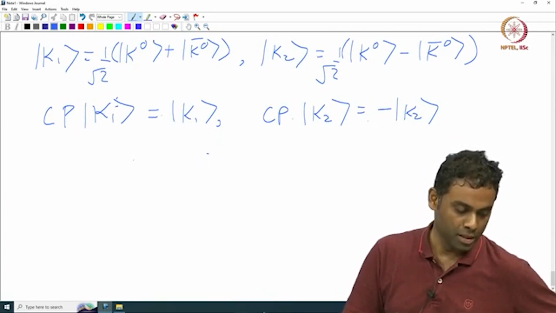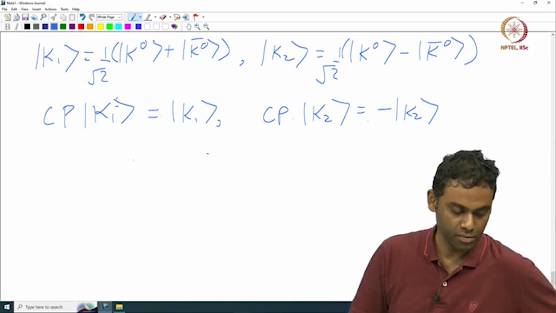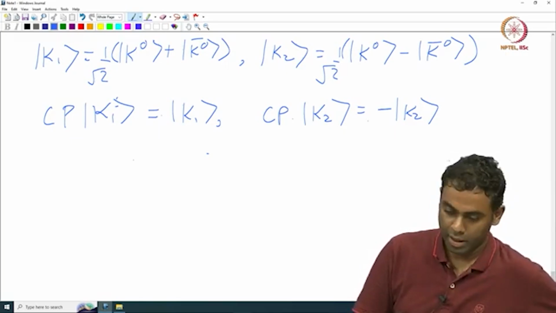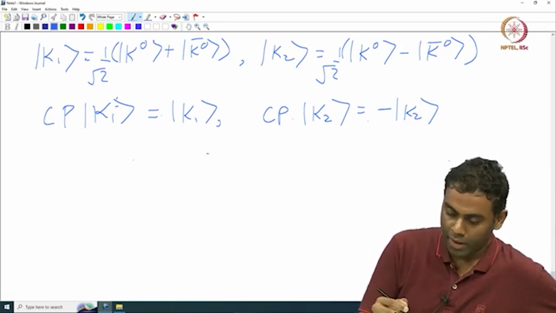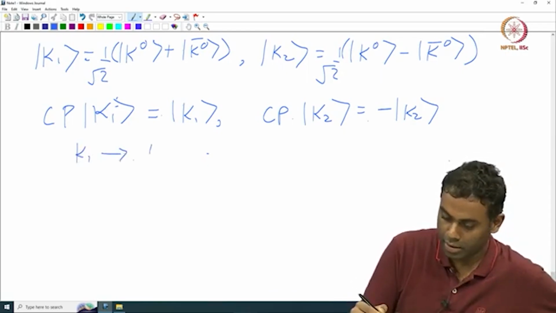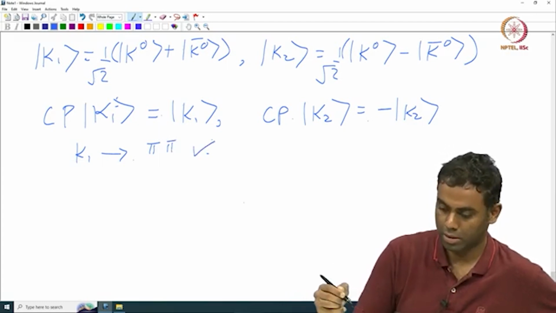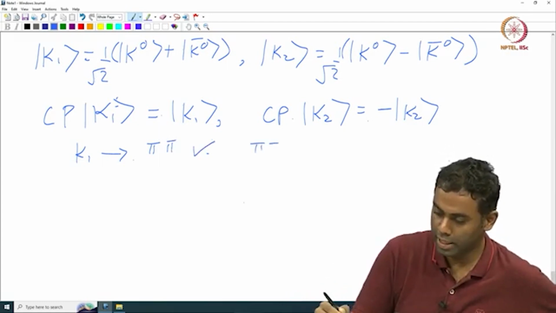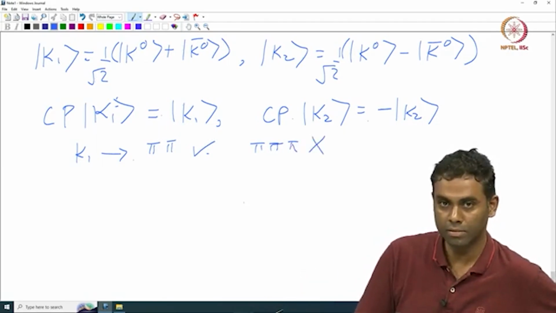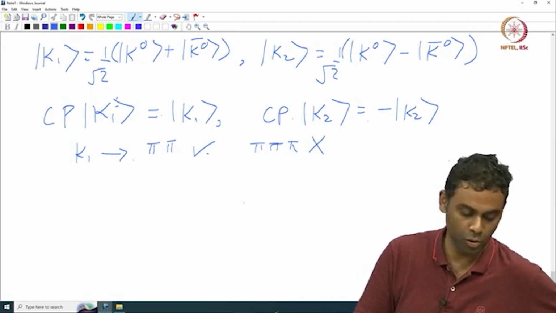Now comes some fun consequences of this. What does this mean? It means K1 can decay to 2 pions but cannot decay to 3 pions. Agreed? Why is that? Just look at the C and P quantum numbers.